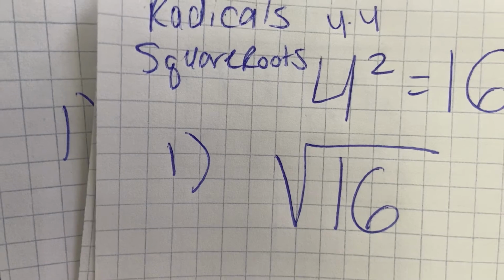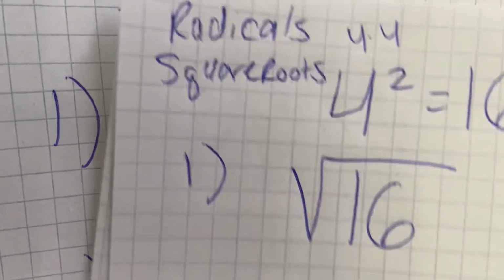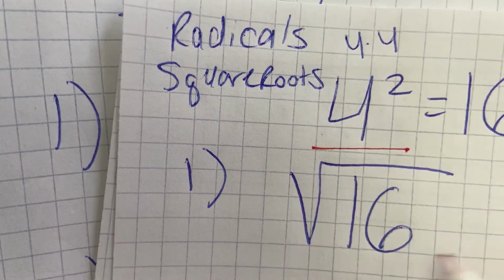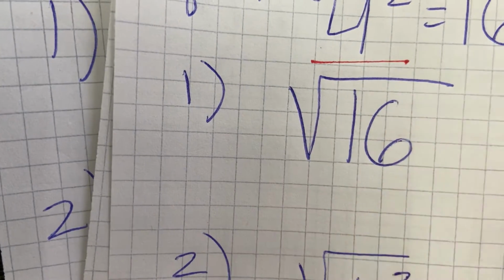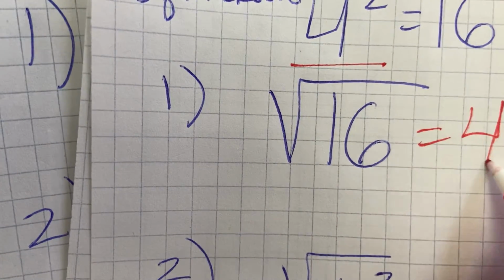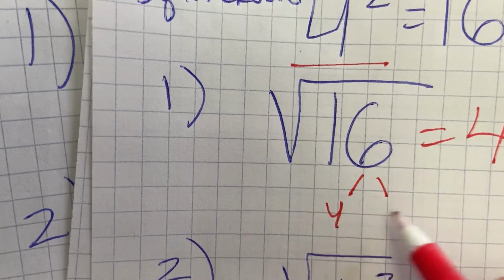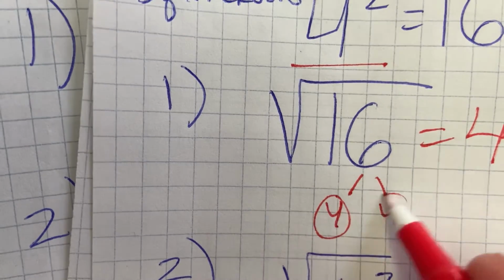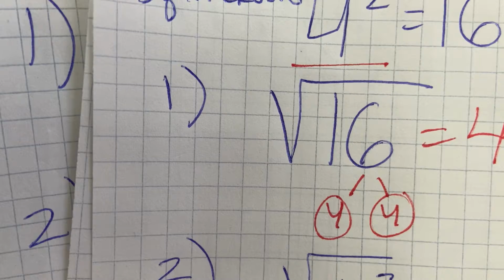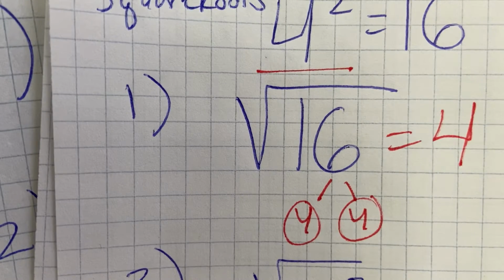Just like in algebra, the opposite of subtracting is adding. So the opposite of taking a square is taking the square root. So the square root of 16 is 4, because 4 times 4 is 16. Notice how it's a pair of numbers. We always look for pairs of numbers.